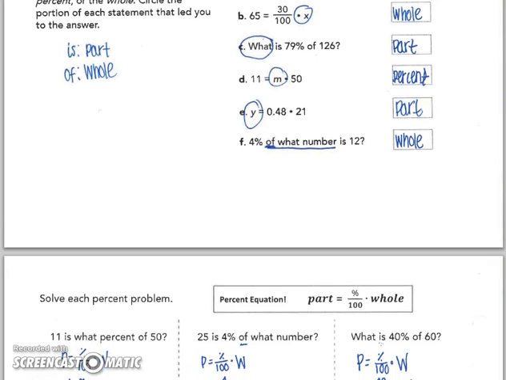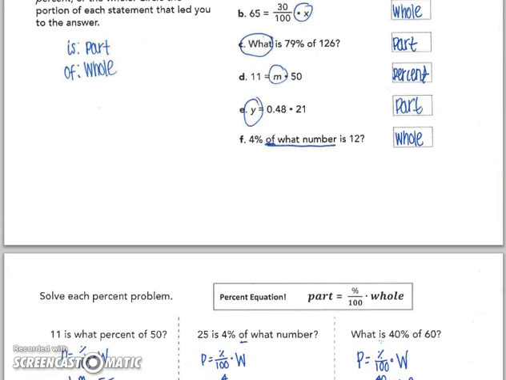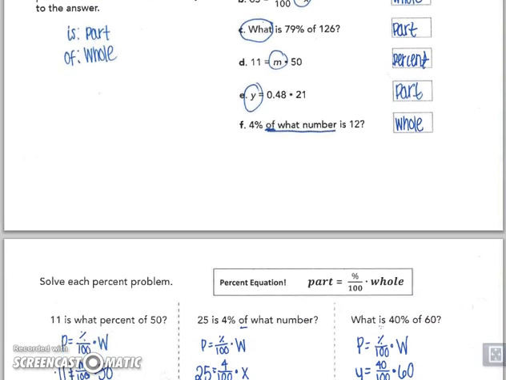Now let's look at the top of our second example. So our second example, we have 25 is 4% of what number? So notice that keyword of right there. That tells me that I'm looking for the whole amount. So I set up my equation, I rewrite it again, and you should do this every time. Part equals percent over 100 times the whole. From there, I plug in my values.